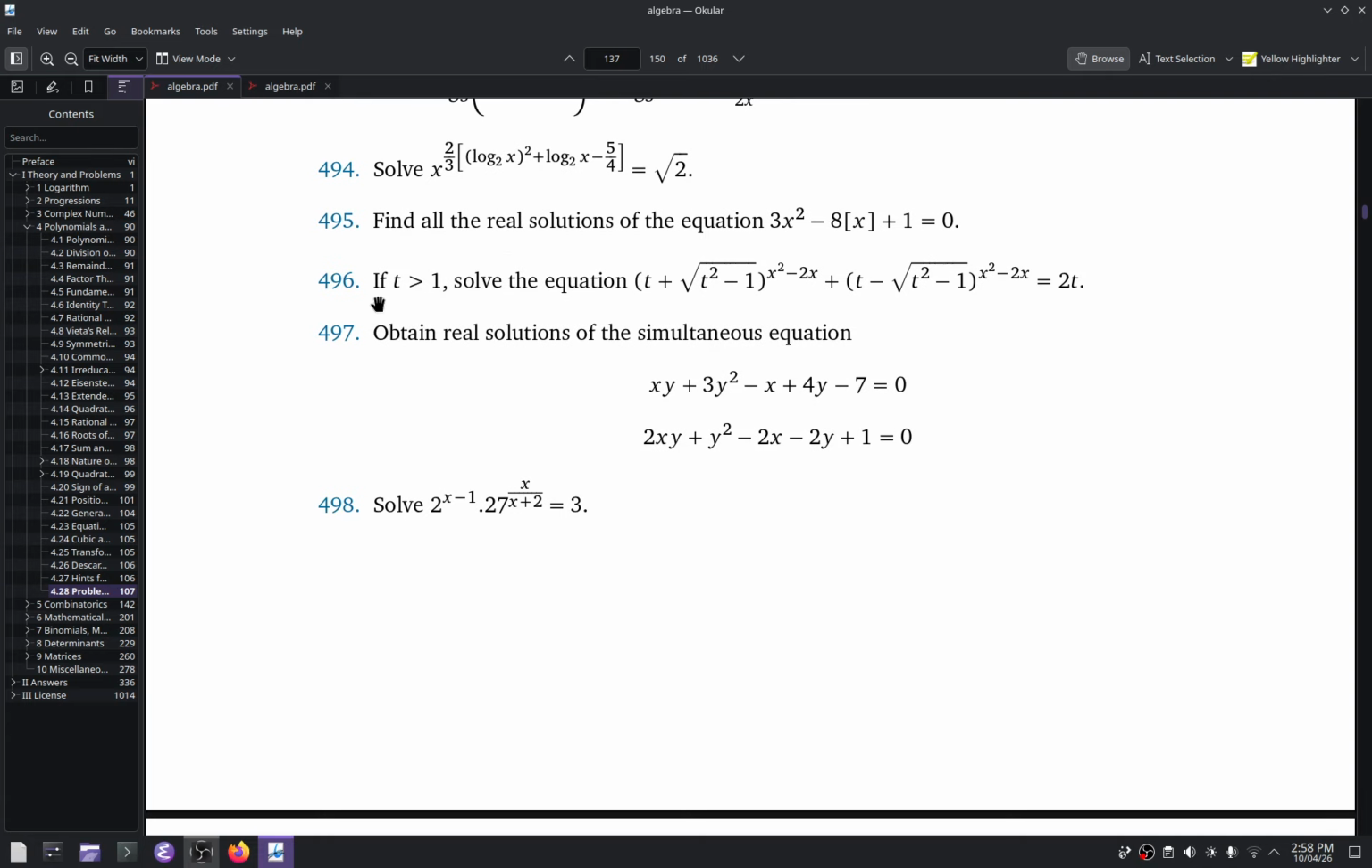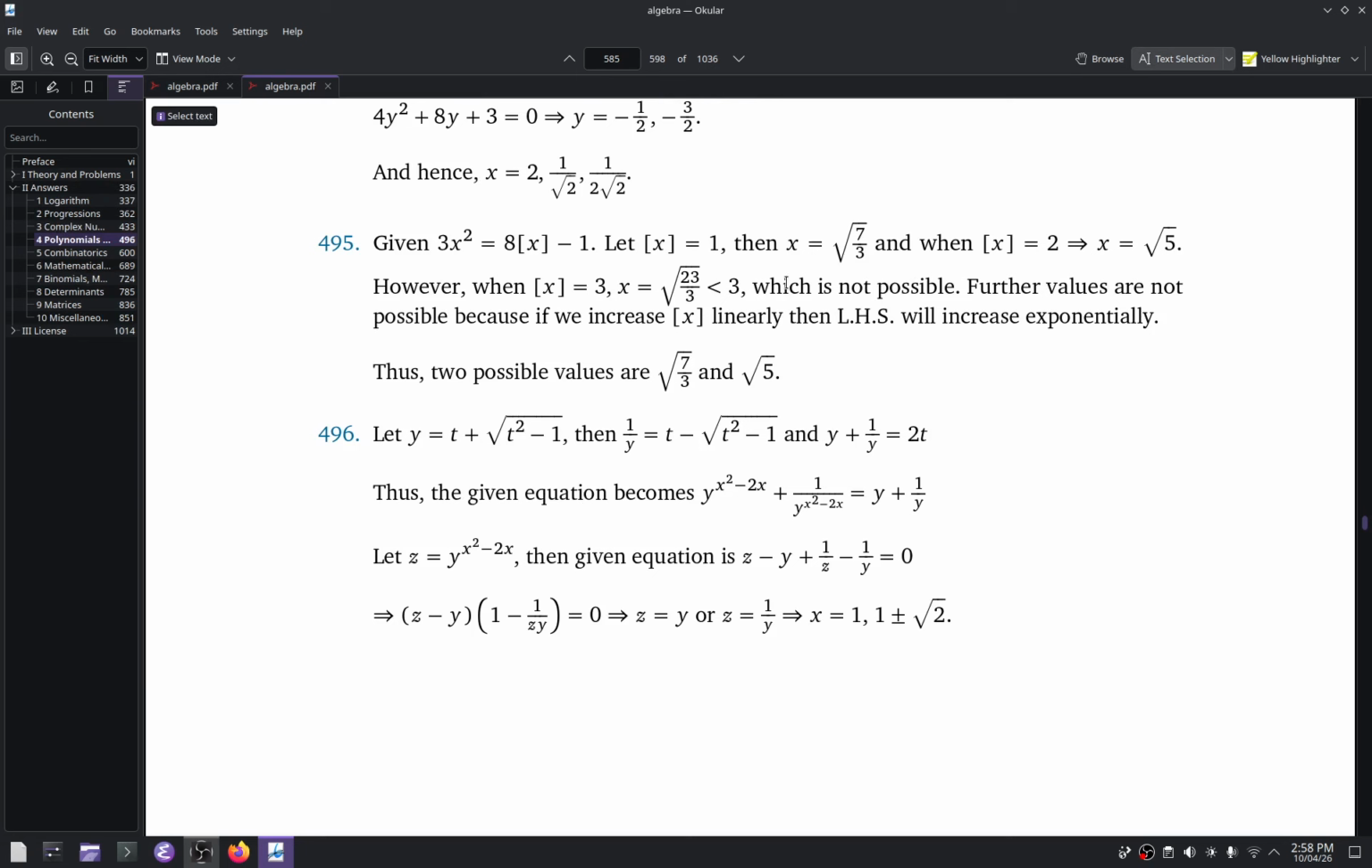Question 496 says that if t is greater than 1, solve the equation (t + √(t² − 1))^(x² − 2x) + (t − √(t² − 1))^(x² − 2x) = 2t. Now here we don't have to find the value of t, we have to find the value of x. Because this is one equation with two unknowns, you can't find both, so only one unknown, x, is required.